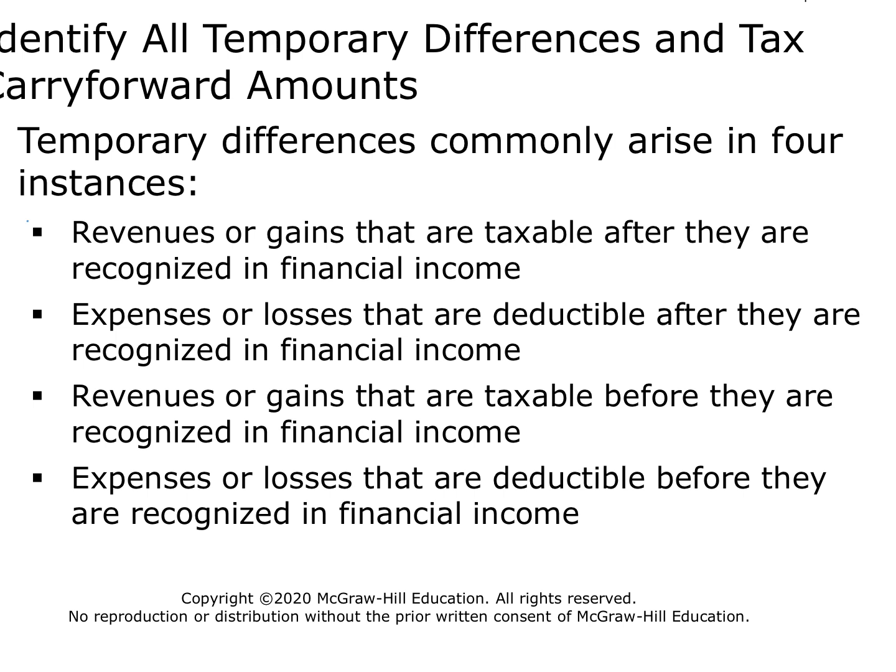So first off, if we deal with these revenues or gains that are taxable after they're recognized for financial income, what do we end up with? Well, we end up with, this is favorable, right? And an example of this could be installment sales, okay? What about expenses or losses that are deductible after they're recognized for financial income, okay?